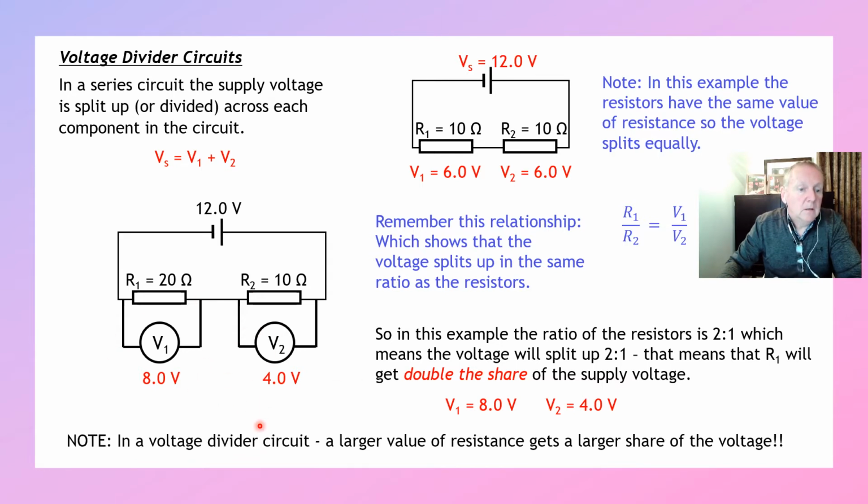And the main thing you need to remember, especially for the stuff we're going to move on to in electronics, is that in a voltage divider circuit like this, the larger value of resistor, or the largest resistance in the circuit, will get a larger share of the voltage. That's crucial for stuff we're going to do later on in electronics.